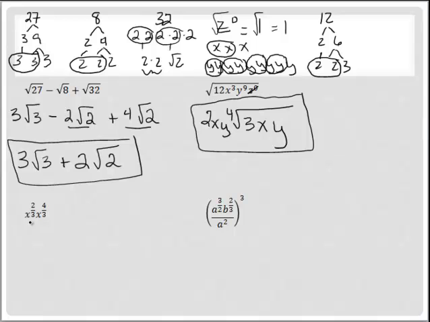So what about this one? We have x to the 2/3 times x to the 4/3. Remember, when you multiply like bases, you add their exponents. So you get x to the 2/3 plus 4/3. Well, these fractions already have common denominators, so you get x to the 2 plus 4 will be 6, 6/3. But 6/3 reduces to 2.